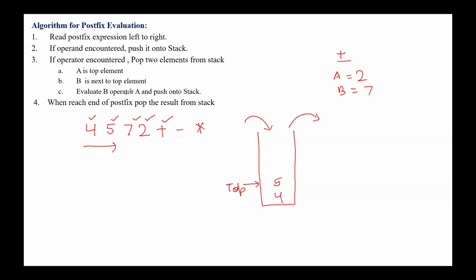Then evaluate B operator A. B operator A means B plus A, so it equals 7 plus 2, that is 9, and push it onto the stack. So again we push the 9. Whenever we push, at that time the top points to 9 right now.